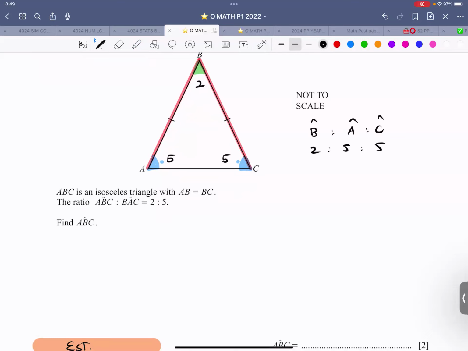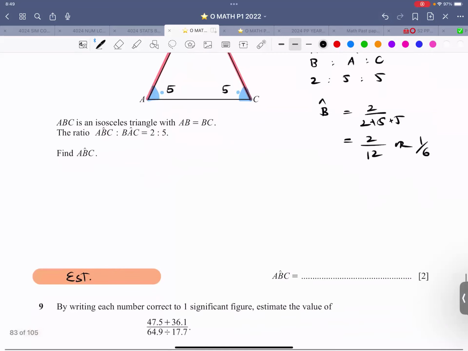So angle B is basically 2 divided by 2 plus 5 plus 5, which is 2 over 12, or 1 over 6 of the total angles. So 1/6 of 180 degrees. That is 1 over 6 into 180 degrees. That comes out to be 30 degrees. That is the answer for this particular part. So now this question is also done.